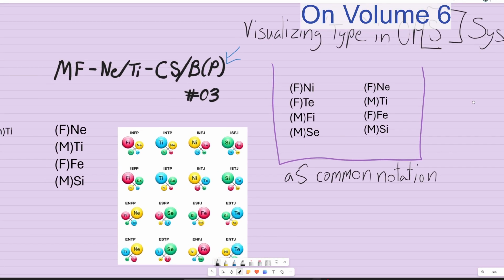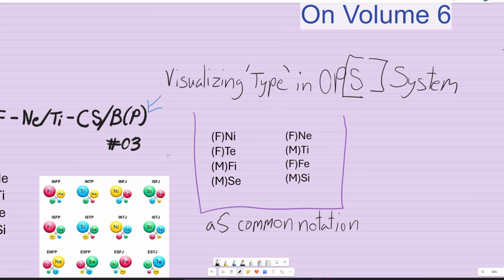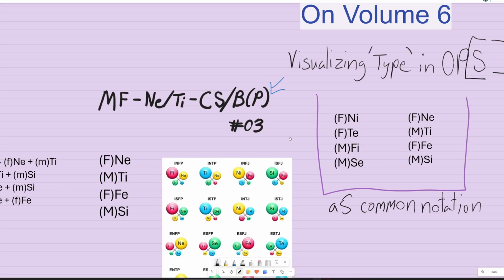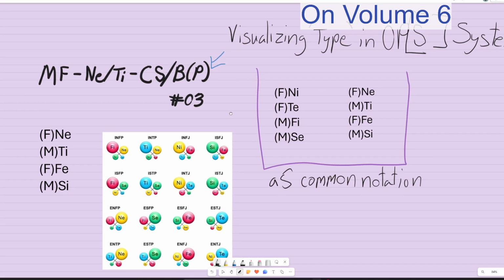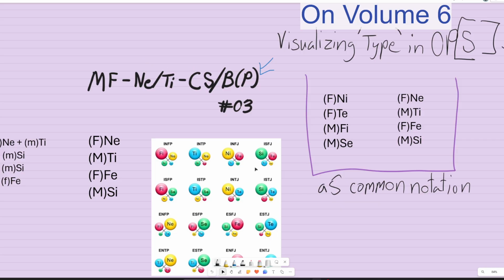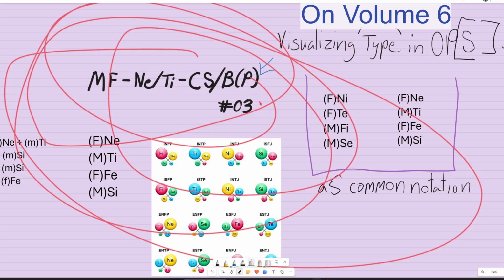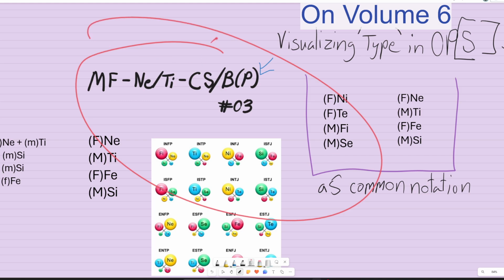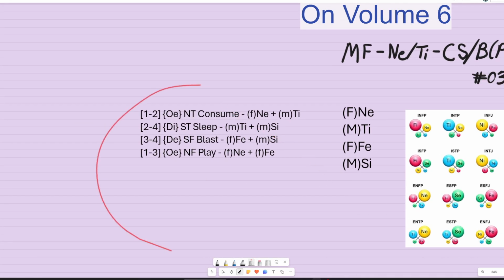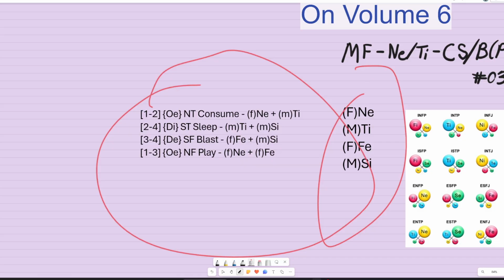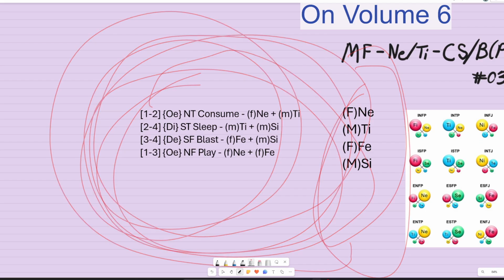But in order to visualize, we can't start with common notation. We have to start with formal notation. And that's what it means to visualize a type in the objective personality system. This right here is a type in the objective personality system. This right here is a type. These right here, they are functions.